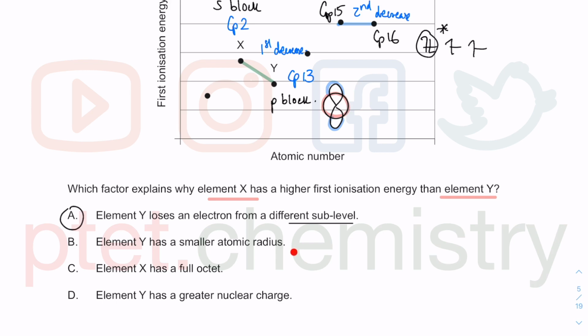It's got nothing to do with that, or that. Okay. And I mean, Y does have a greater nuclear charge, but it doesn't explain it because you haven't talked about the shielding effect as well as the different subshell where you're removing the valence electron from.